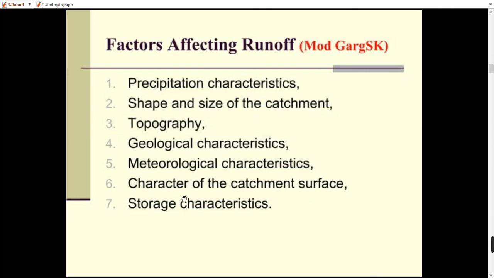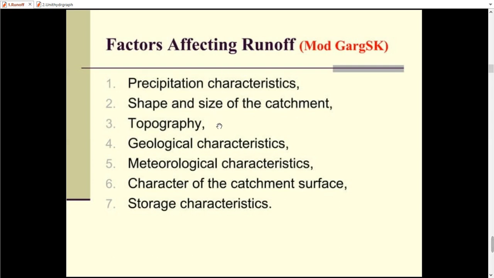Then this is important. I may ask the question: what are the factors affecting runoff? So you can write these 7 points. I will ask for 6 marks. The precipitation characteristics, shape and size of the catchment, topography and geological characteristics, meteorological characteristics, character of the catchment surface, storage characteristic. Okay, these are the important factors.